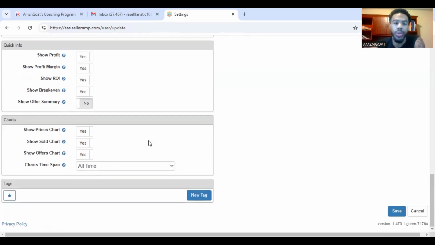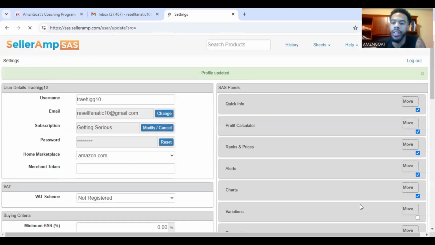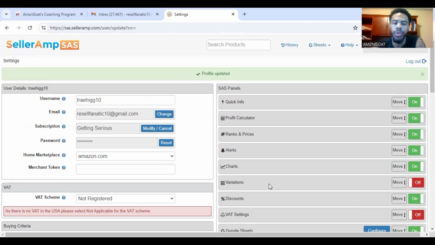And once you have all of that in, that's it. That's your SellerAmp settings. Just make sure to press this save button down here. Once you do that, your profile will be updated and all your settings will be saved exactly how you want them.